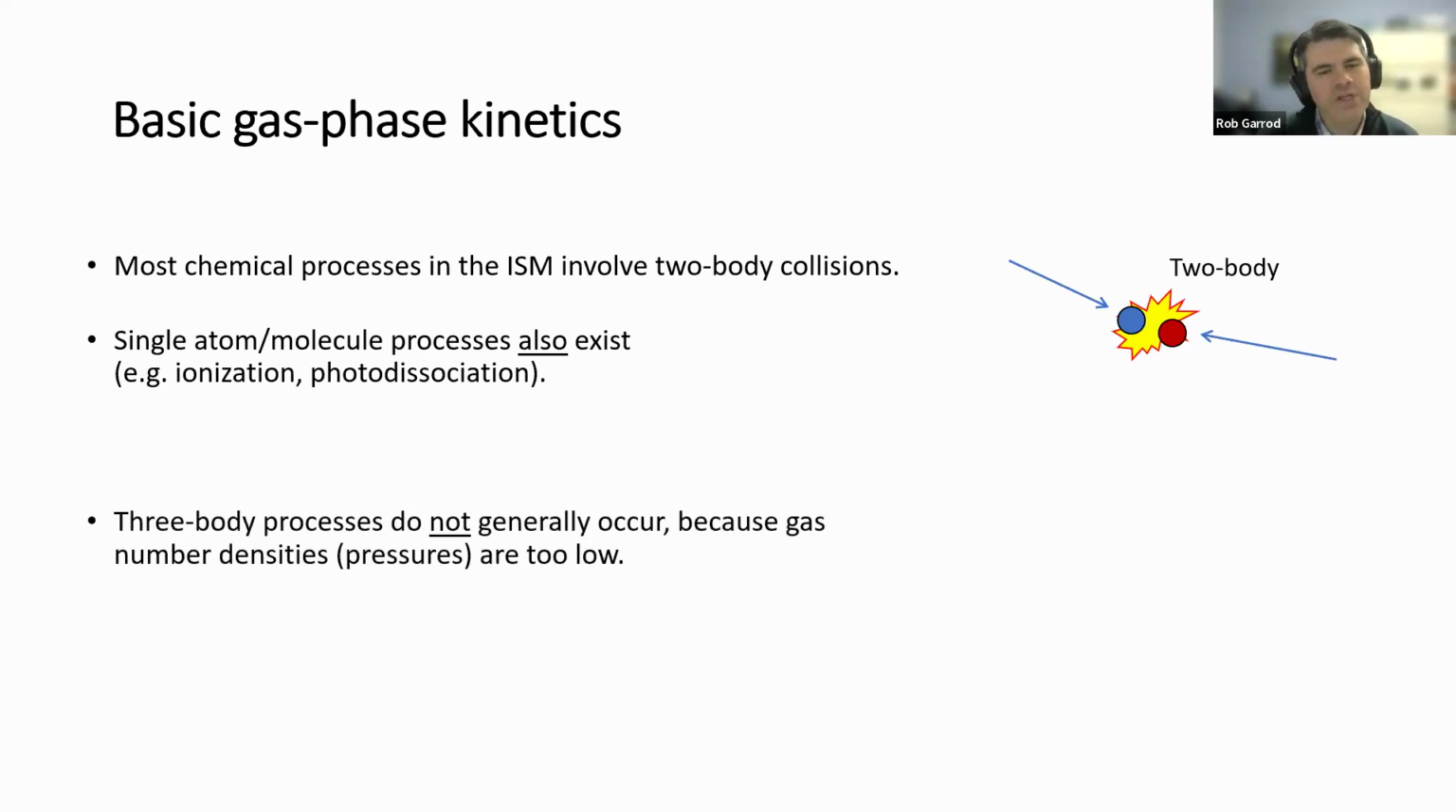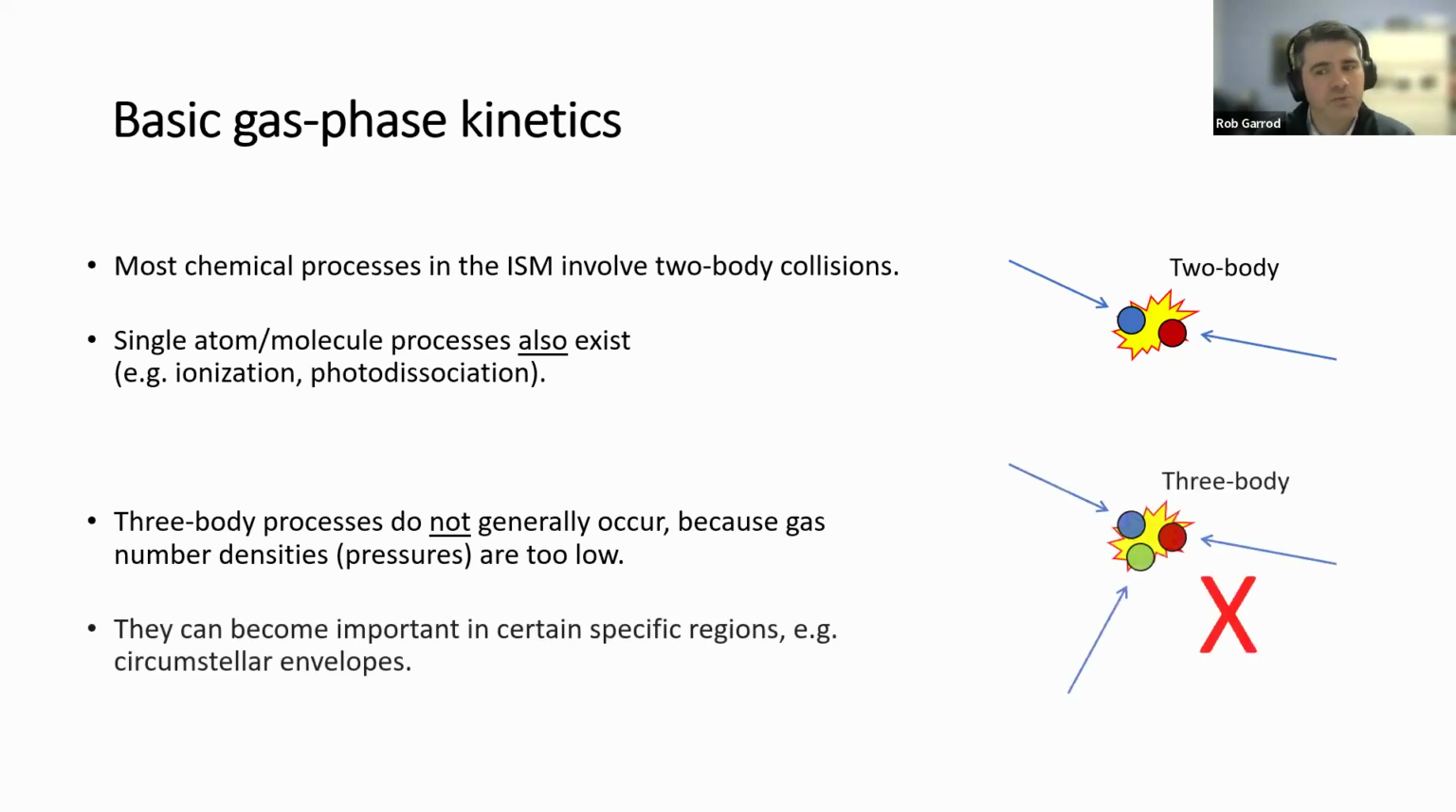Okay, what we don't typically have is three-body processes. So those kind of three-body processes don't usually occur. The reason is the gas number densities or pressures are just too low. It's very unusual for three bodies all to come together at once. So we don't have to worry about those typically. There are certain regimes, for example, circumstellar envelopes, where the densities are very, very high, and they can become important, but that's not a regime that we'll consider here.